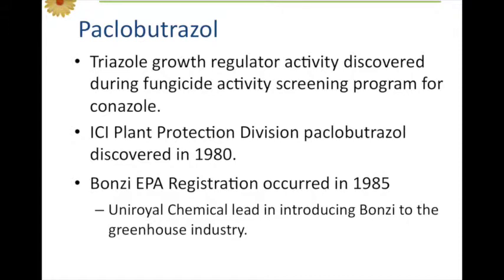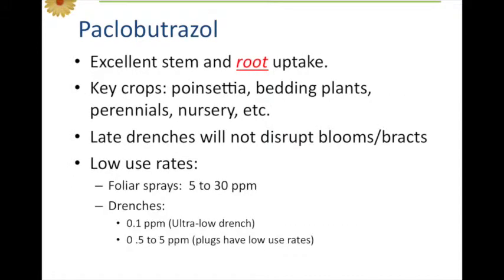And so, as you can see, after that need was established, it has continued over the last few years with the use of that chemical. It has stem and root activity. It does have some leaf activity, but it doesn't translocate out. Poinsettias, bedding plants, and perennials are key crops, and late drenches at low doses.